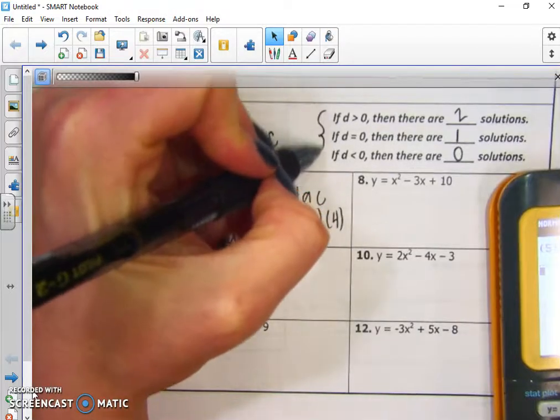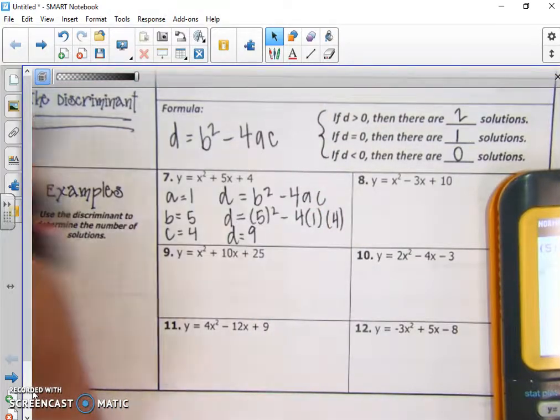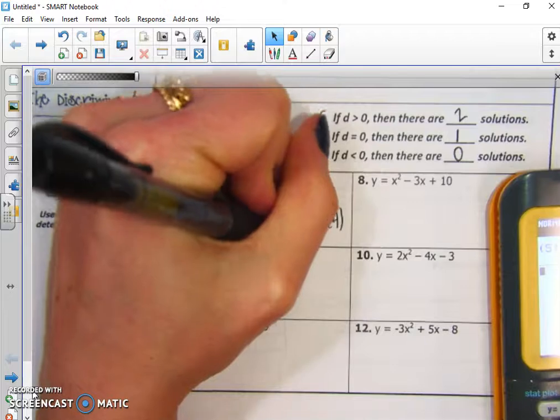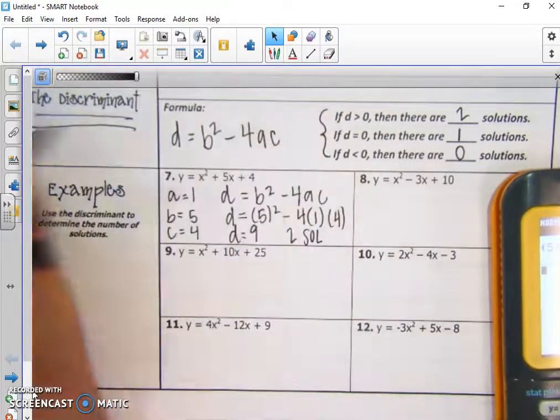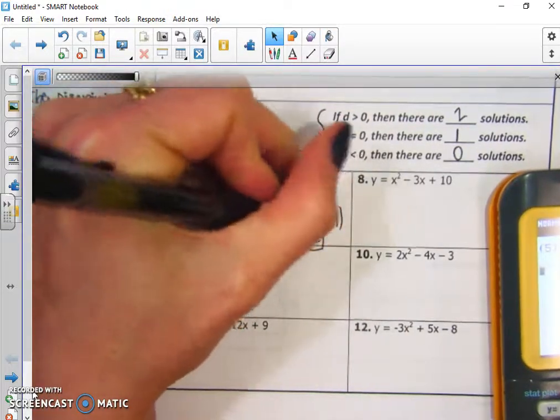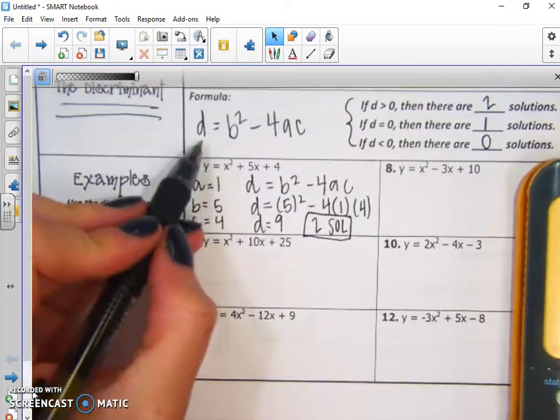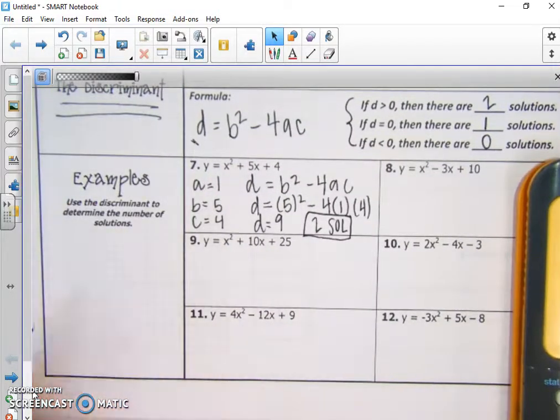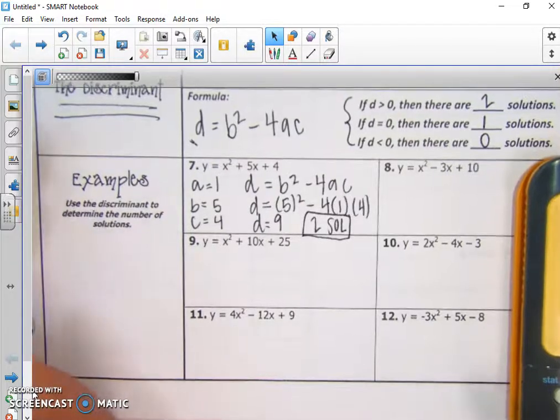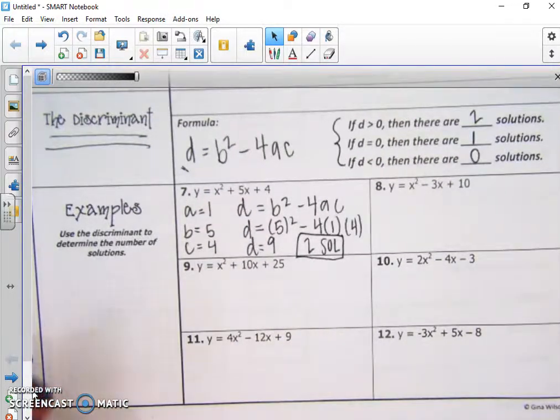So look at these 3 options. 9 is greater than 0. This means that there are 2 solutions. So what we're doing is we're using the discriminant, we're using this value to determine the number of solutions that an equation could have. So for number 7, it has 2 solutions.